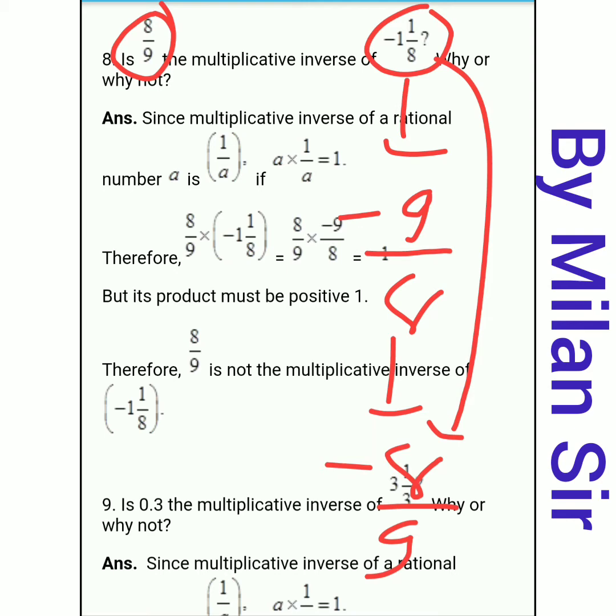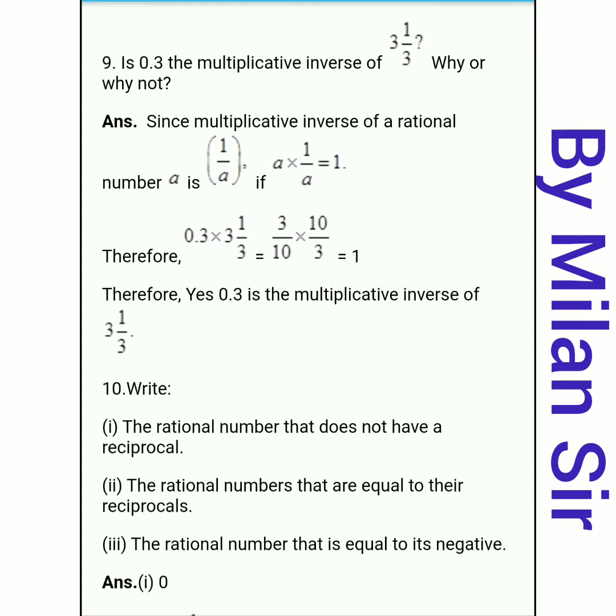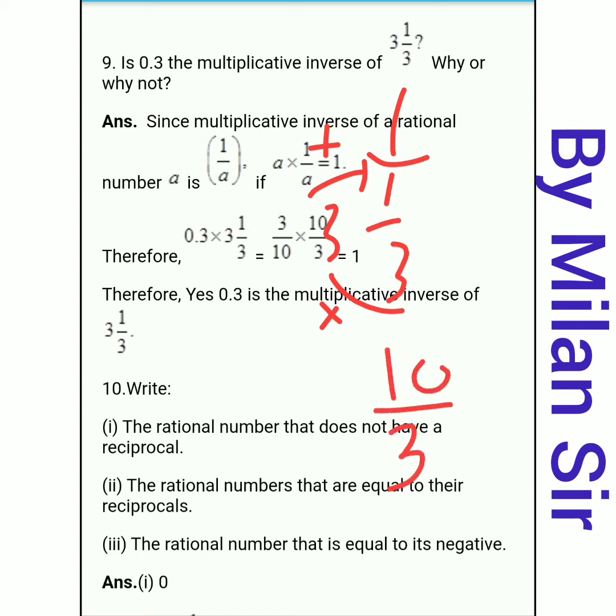Then question number 9. Is 0.3 the multiplicative inverse of 3 integer 1 by 3? First of all, again simplify this: 3 integer 1 by 3. We need to multiply this, 3 3s are 9, and then we need to add this. So 3 3s are 9 plus 1, it is 10, and denominator as it is, so 10 by 3.